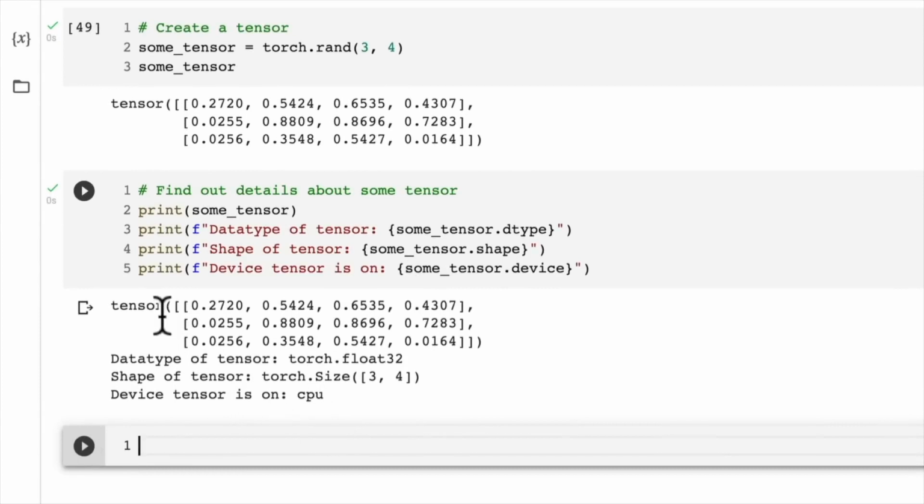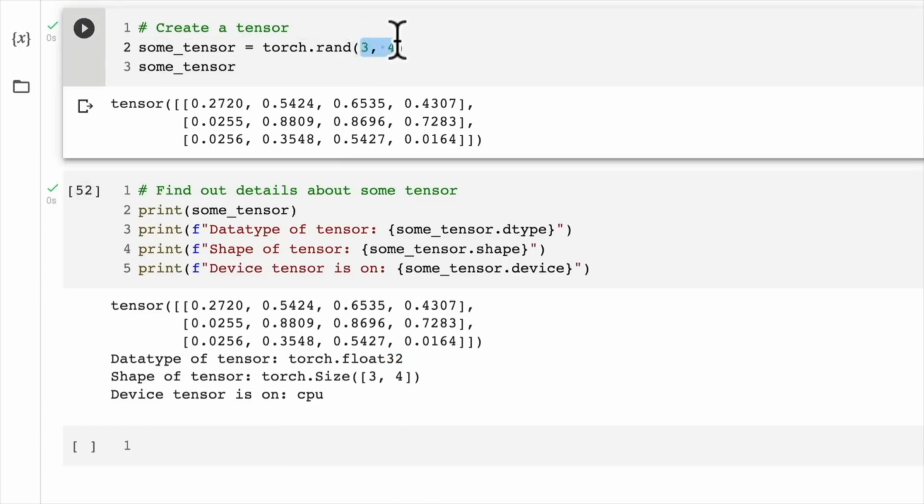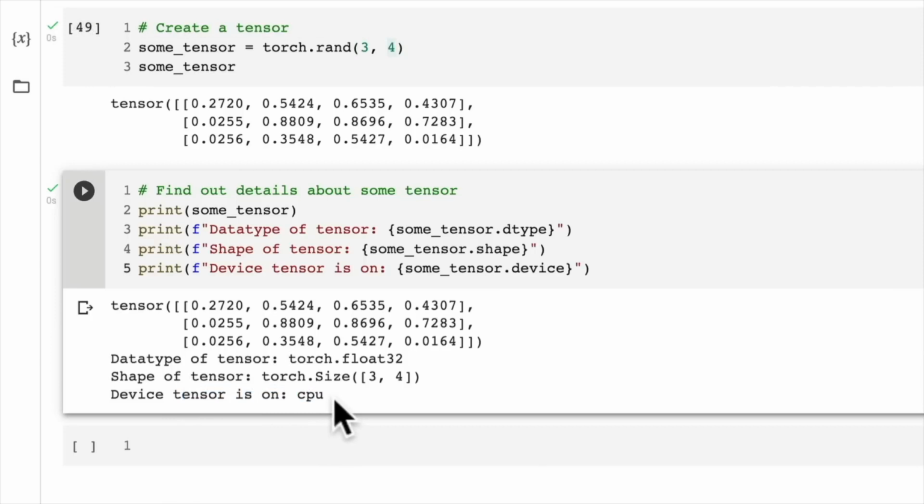There we go. So now we've got our tensor here, some tensor. The data type is a torch float32 because we didn't change it to anything else, and torch float32 is the default. The shape is 3,4, which makes a lot of sense because we passed in 3,4 here. And the device the tensor is on is the CPU, which is of course the default, unless we explicitly say to put it on another device. All of the tensors that we create will default to being on the CPU rather than the GPU. And we'll see later on how to put tensors and other things in Torch onto a GPU.